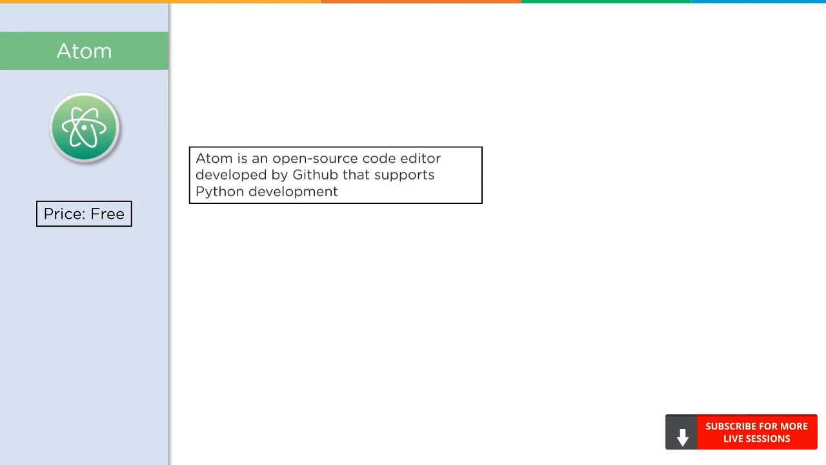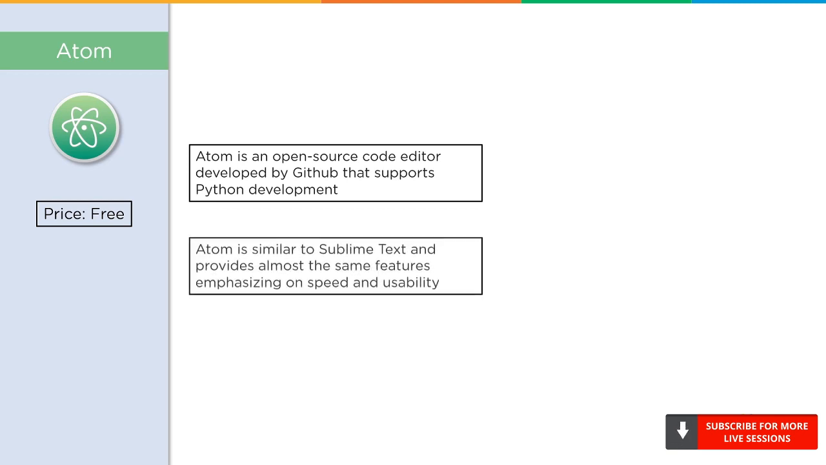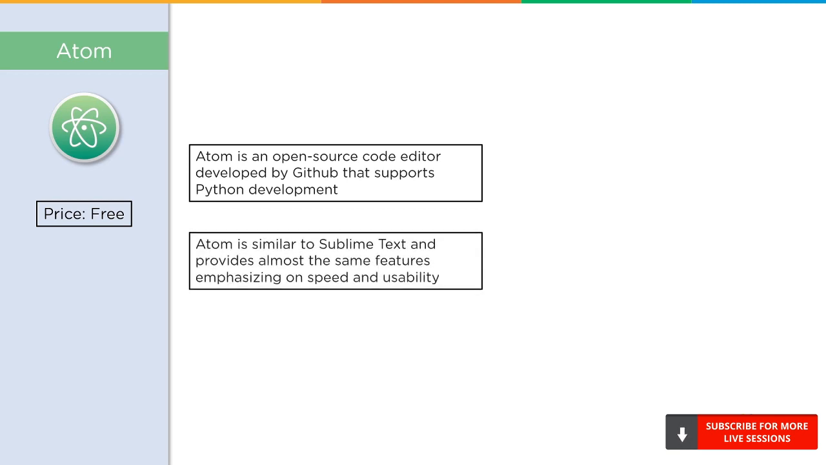Followed by Sublime Text, we have Atom. Atom is a free and open source code editor developed by GitHub that can be used for Python development. Its features are similar to Sublime Text. Atom is highly customizable. You can install packages as per your needs. Some of the most commonly used packages in Atom are Autocomplete Python, Linter-flake8, Python Debugger, and many more.